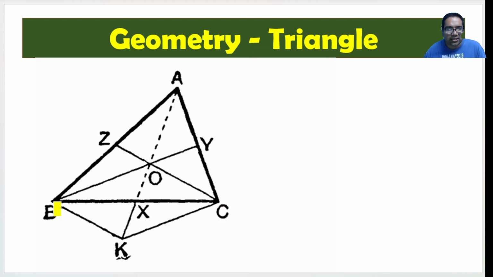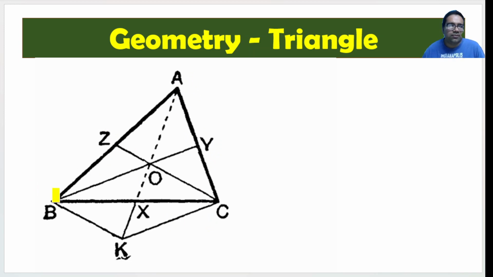First, let's take two medians and then whatever is the meeting point, if we draw another line from A through that point, that line will become a median. Then we'll say that all three medians are concurrent. Right. Let's continue. Now, BY is a median. What does that mean? AY equal to YC. Similarly, CZ is a median. What does that mean? AZ equal to BZ.